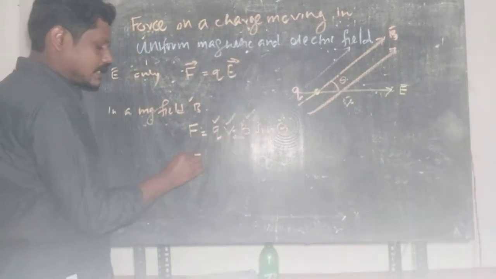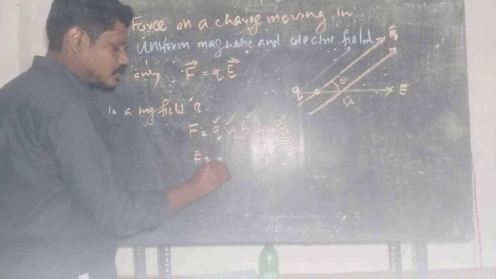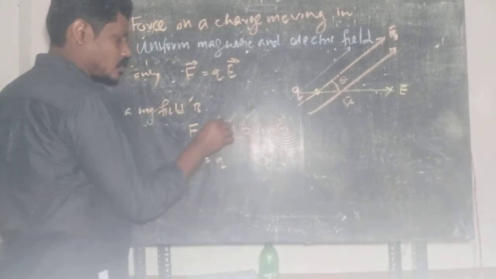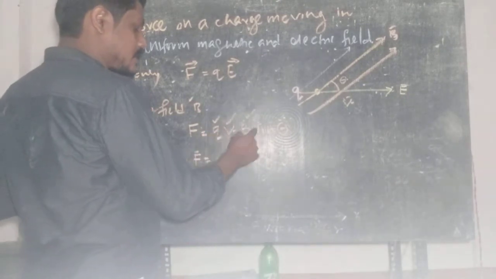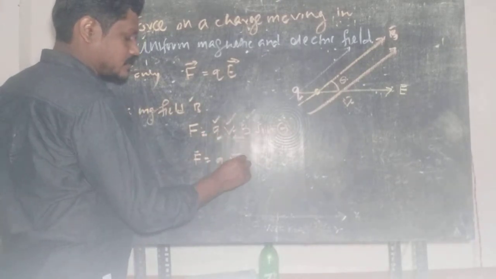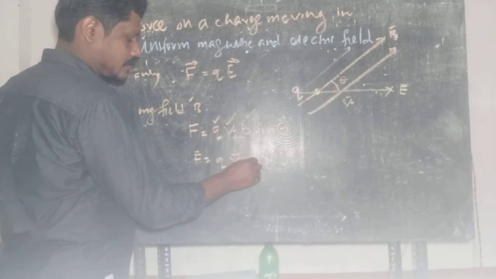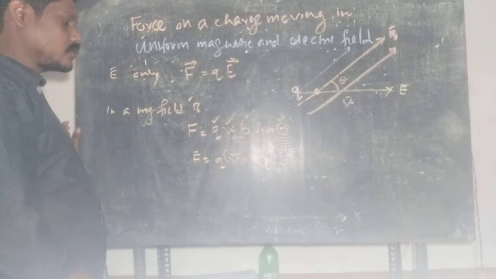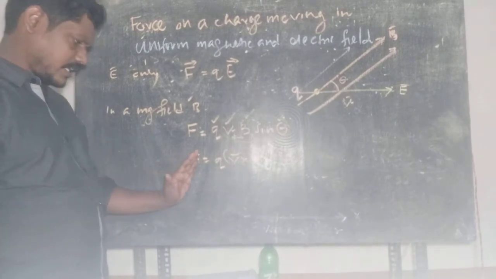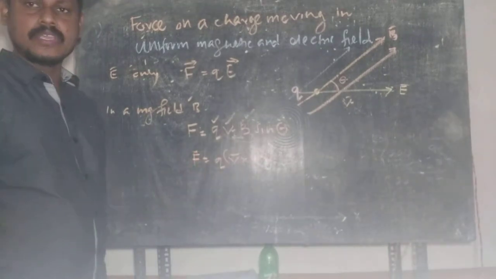Then we can write F vector equal to Q into, as we have discussed with the cross product, A cross B is AB sin theta. So VB sin theta can be written as the velocity vector V cross the magnetic field vector B. So we can express the magnetic force as F equal to Q into V cross B.